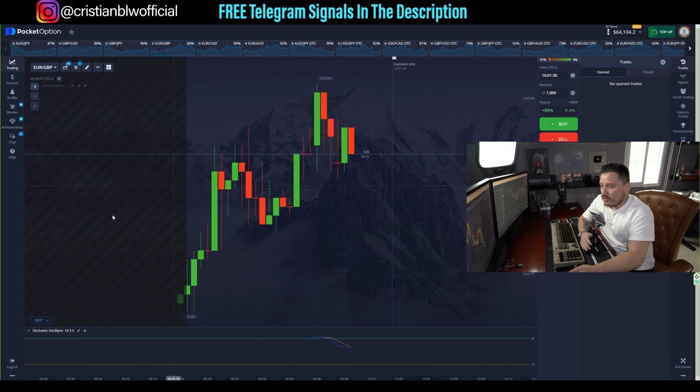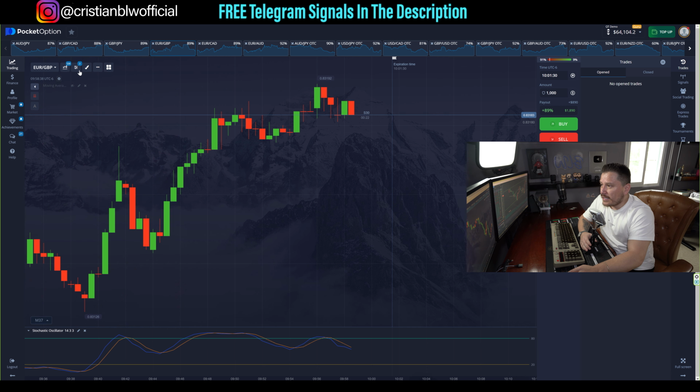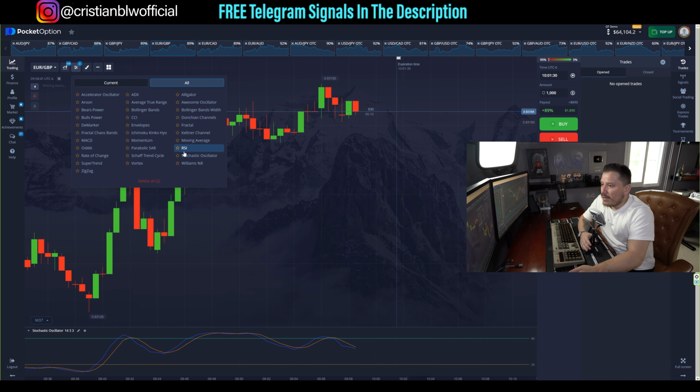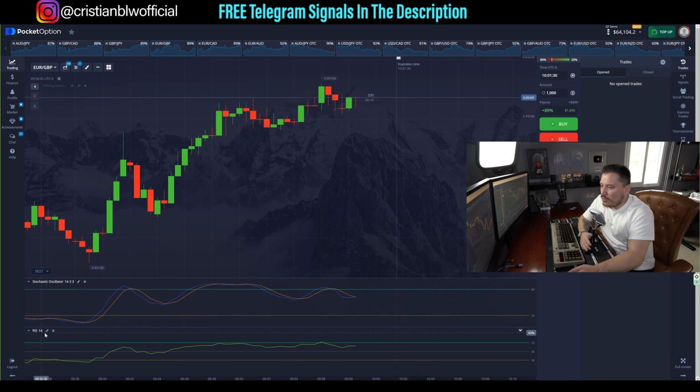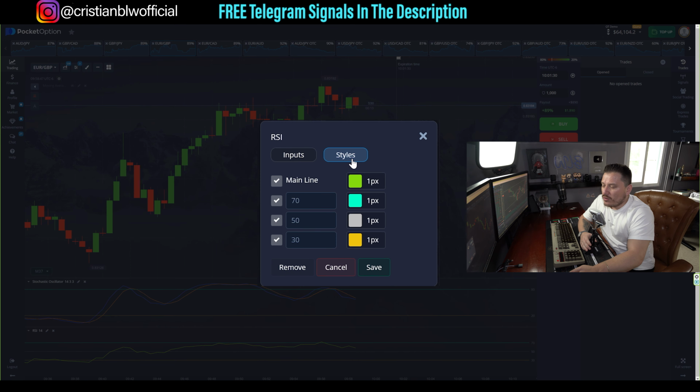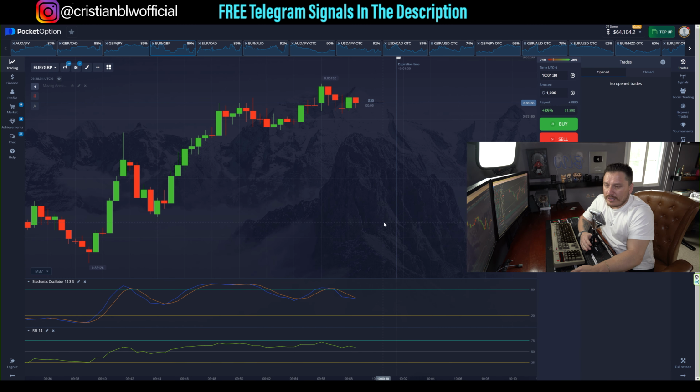By the way, the ZigZag is also in 30 seconds. The stochastic is exactly the same. And you're going to add what is called an RSI, this one right here. What is it that you're going to do? First of all, you're going to change the levels all the way to 75 and 25, and you click on the save button, and then you're good to go.